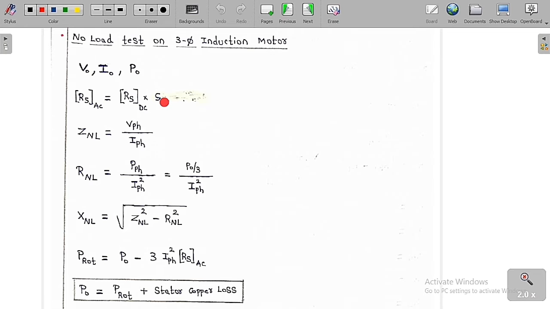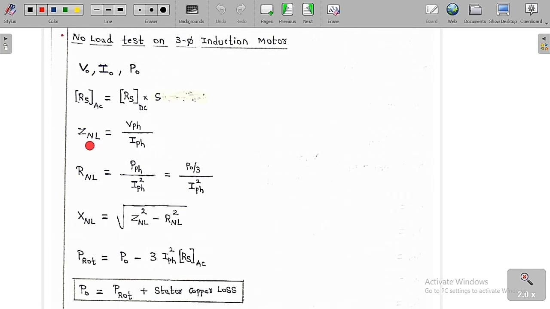S is called the skin effect factor. Normally it is nearly equal to 1.5. The armature winding resistance, you can write RS or RA, is the same. Therefore the AC resistance is always the DC resistance multiplied by the skin factor. So RA AC is equal to RA DC into skin factor.